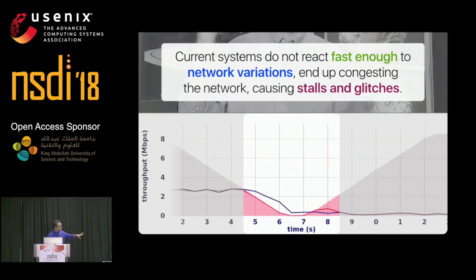And if you look at this part of the graph, you can see that somehow WebRTC realized that something's going on with the network. It tried to send fewer packets, but it responded so slowly that it ended up sending more than the network can handle, and it congested the network, and then it had to spend a long time to recover from that, although the network was actually back. So in a nutshell, we can say that the current systems do not react fast enough to the variations in the network. They usually end up congesting the network, which causes all those stalls and glitches.